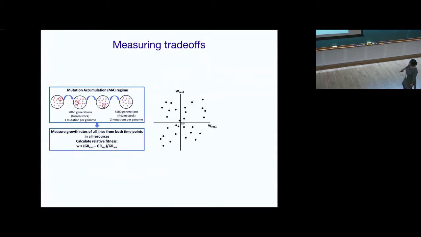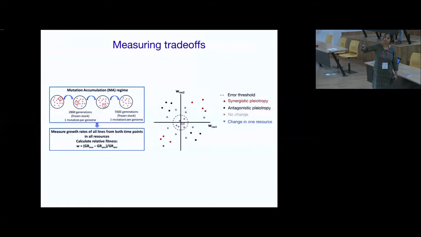And then in this regime, we can start asking what is the impact of each mutation. Let's say we have some threshold for error that's inherent in our measurement. Because we measure growth rates at this large scale, there's some error, so we exclude these. We say they kind of look like they're different from 0, 0, but we will say that there's effectively no change. Now the red ones here are synergistic pleiotropic mutations, where they have improved on both resources, or they have become worse on both resources. Similarly, the black ones are showing antagonistic pleiotropy, where they've gotten better on one but worse on the other, and vice versa.